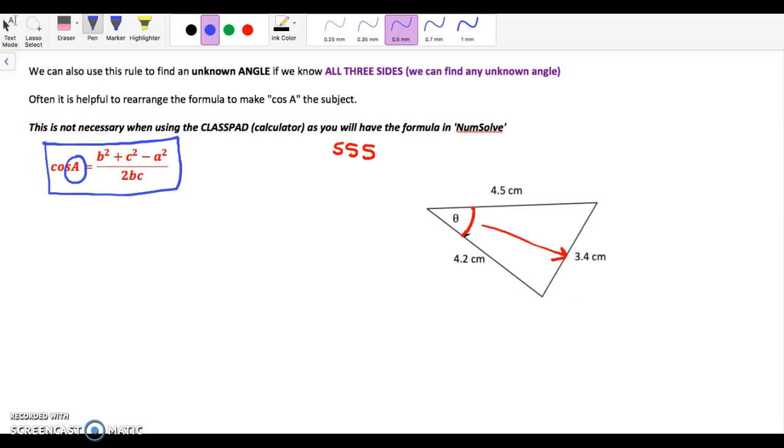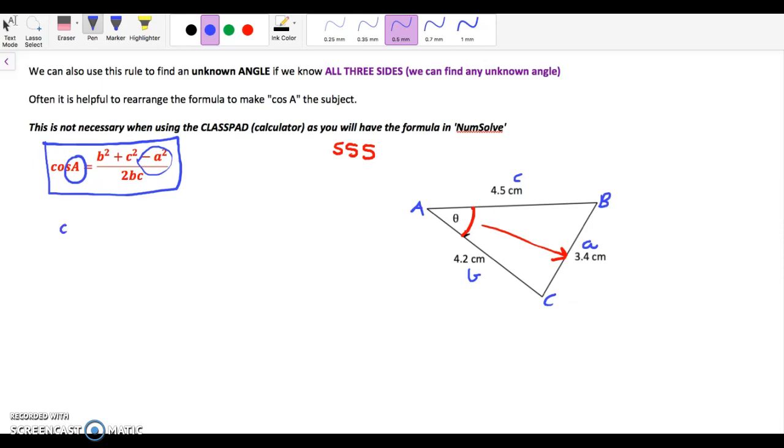But if we had it in this format, let's, for example, call this vertex A, because that's the one we don't know, B and C. So we'd have little side b, little side c, and little side a. It's really important to know these, because we're going to say b squared plus c squared, subtract a squared. So we're subtracting the square of the side that is opposite the angle.